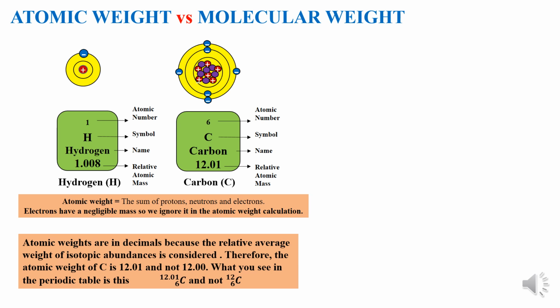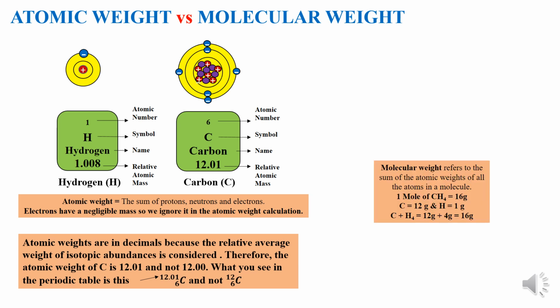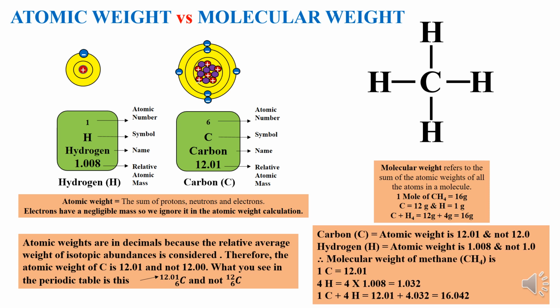And therefore, the atomic weight of carbon is 12.01 and not 12. And the atomic weight of hydrogen is 1.008 and not 1. So what you see in the periodic table is 12.01 for carbon and 1.008 for hydrogen. And molecular weight refers to the sum of the relative atomic weights of all the atoms in the molecule. And that is how, in the case of the methane molecule, where the central carbon atom is covalently bonded to 4 hydrogen atoms, when you are calculating the molecular weight of methane, you have to consider the relative atomic weights of both carbon and hydrogen.